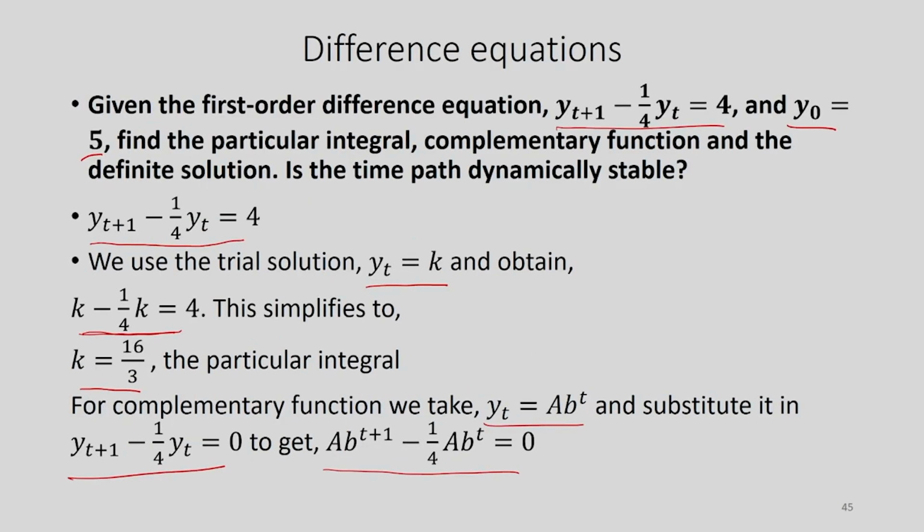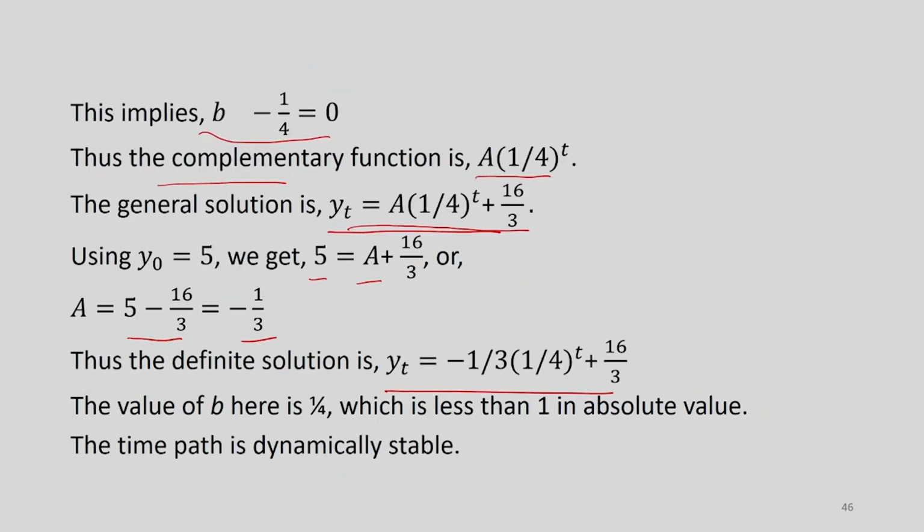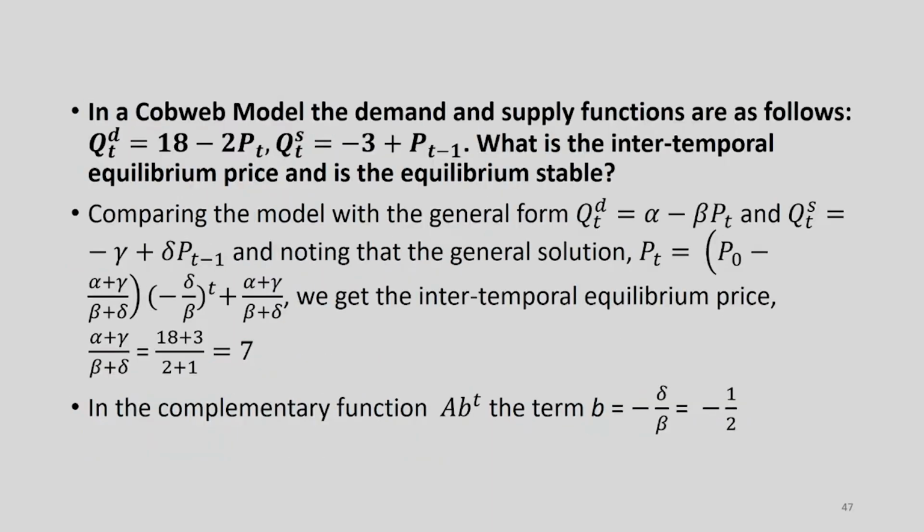Last part was whether the time path is dynamically stable. Now, in this case b is 1/4 and 1/4 is less than 1 in absolute terms, and that basically means that the path is dynamically stable. It will converge to the particular integral 16 divided by 3 over time. Okay. So, that is the answer.